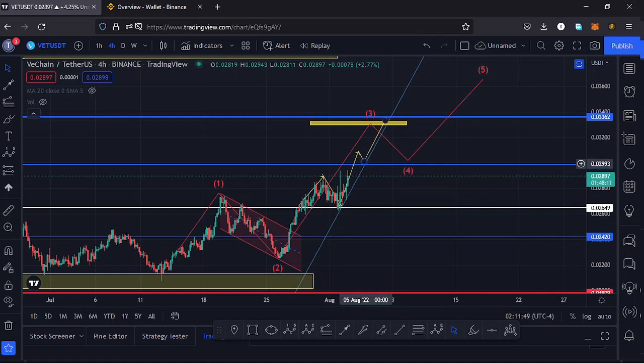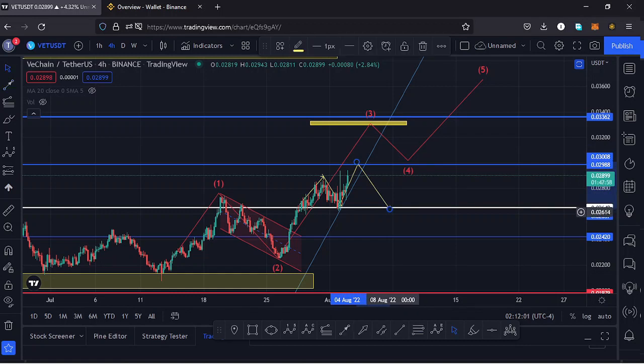Still possible that in case we get rejected at this key area of resistance up here, we might find a pullback to the lower side, and that movement can take us back to this key area of support, and then from there we might have a very nice bounce to the upper side. And in case we lose this key area of support, then that won't be looking good for Vechain, and I hope that that doesn't play out, and I'll keep you updated on any movement that plays out.